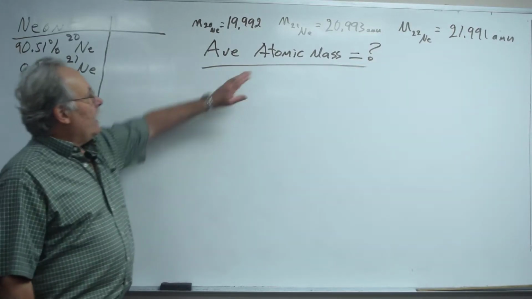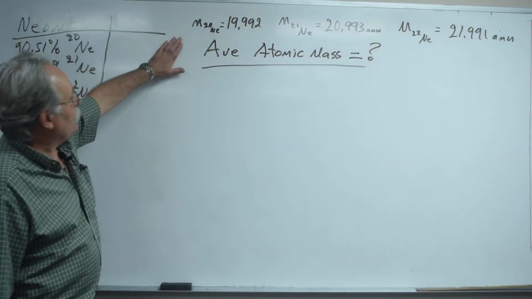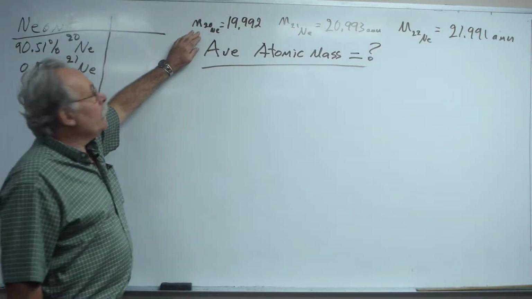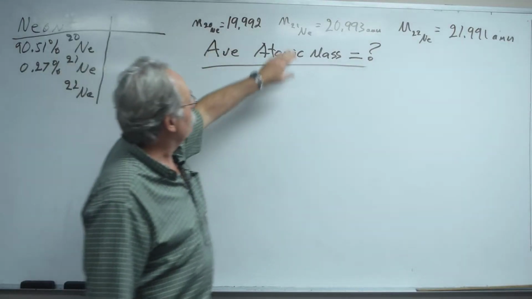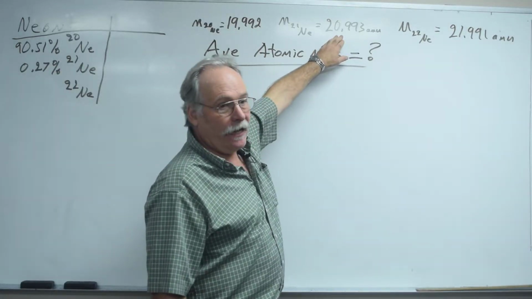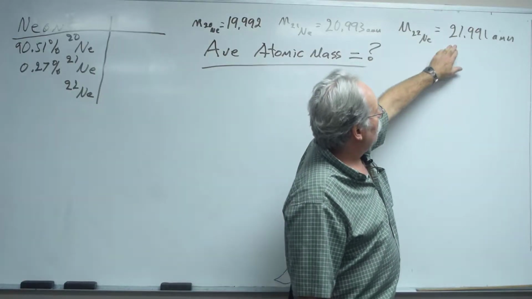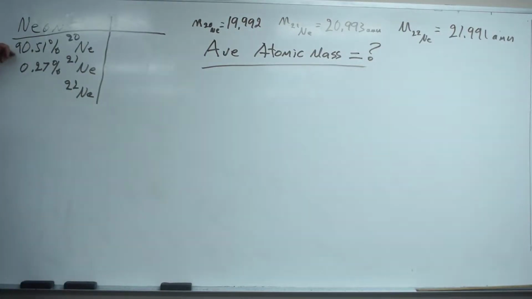Okay, what is the average atomic mass of neon? And we're given the following information. We're given that neon has 3 isotopes: neon 20, with an isotopic mass of 19.992 atomic mass units; neon 21, with an isotopic mass of 20.993 atomic mass units; and neon 22, with an isotopic mass of 21.991 AMUs. We're also given the fraction of neon 20, 90.51, and the fraction of neon 21, 0.27.